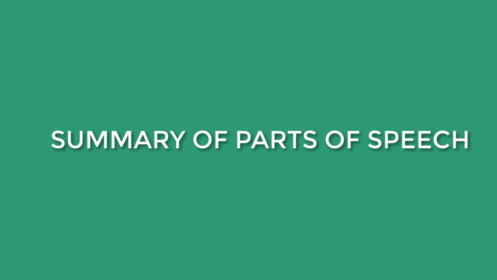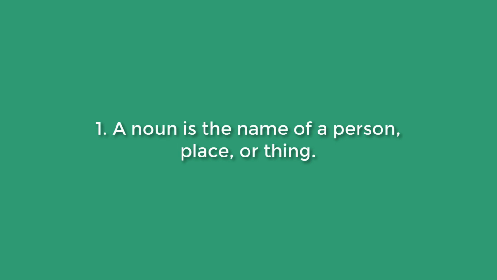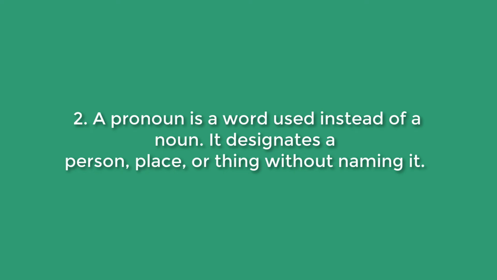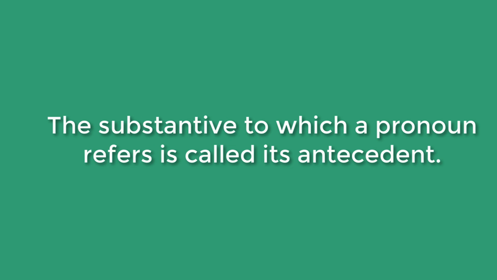To summarize, in this video we have covered 3 parts of speech: the noun, the pronoun, and the adjective. A noun is the name of a person, place, or thing. A pronoun is a word used instead of a noun. It designates a person, place, or thing without naming it. Nouns and pronouns are called substantives. The substantive to which a pronoun refers is called its antecedent.